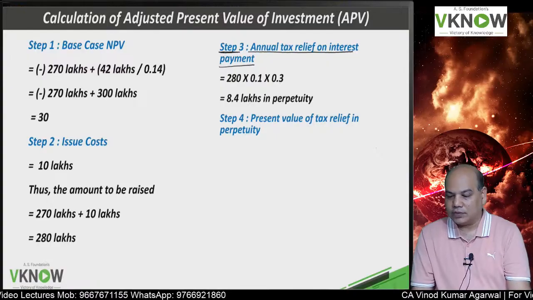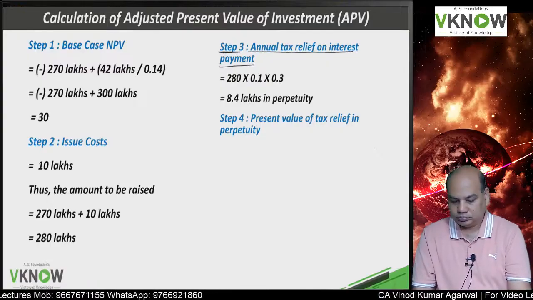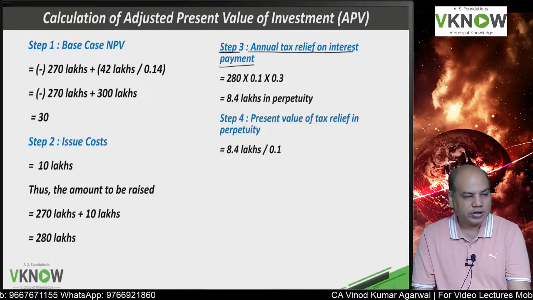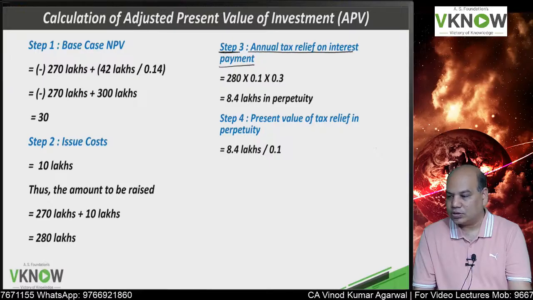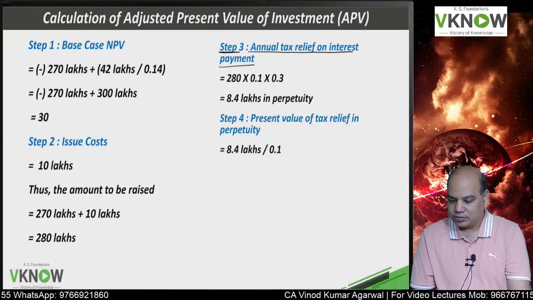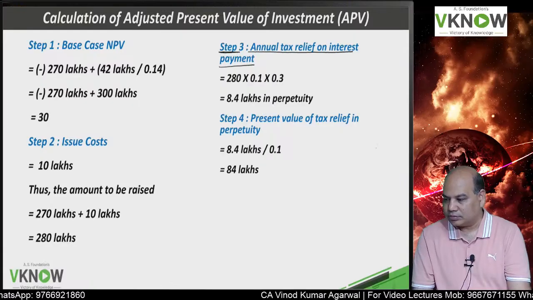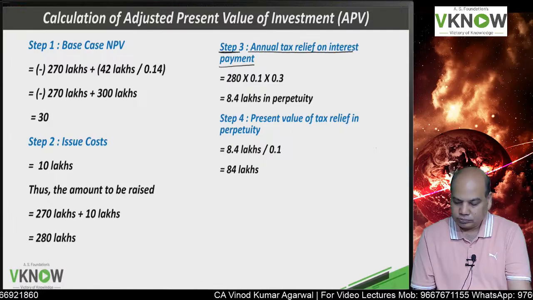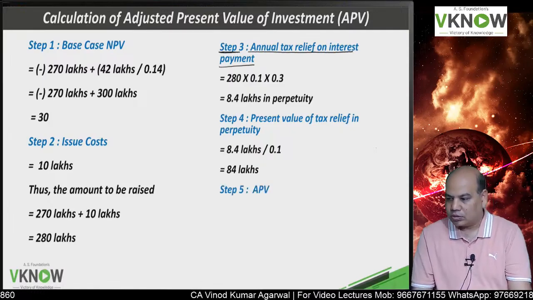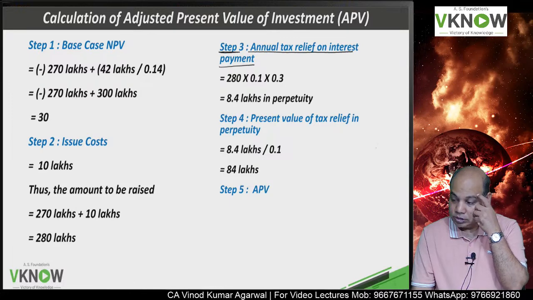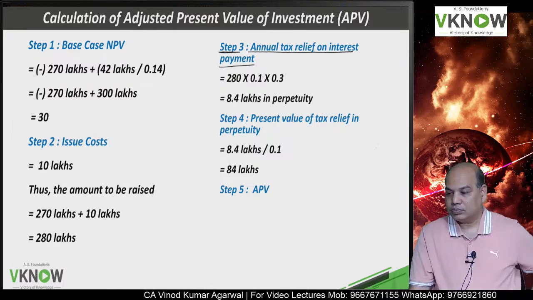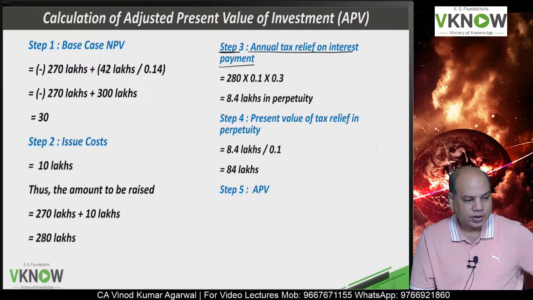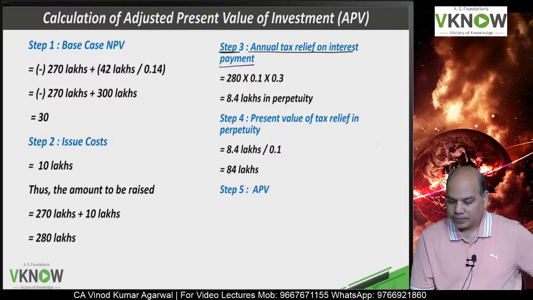Present value of tax relief in perpetuity. 8.4 lakh divided by 10%, that is 84 lakh. Now write down step number 5, write down APV.